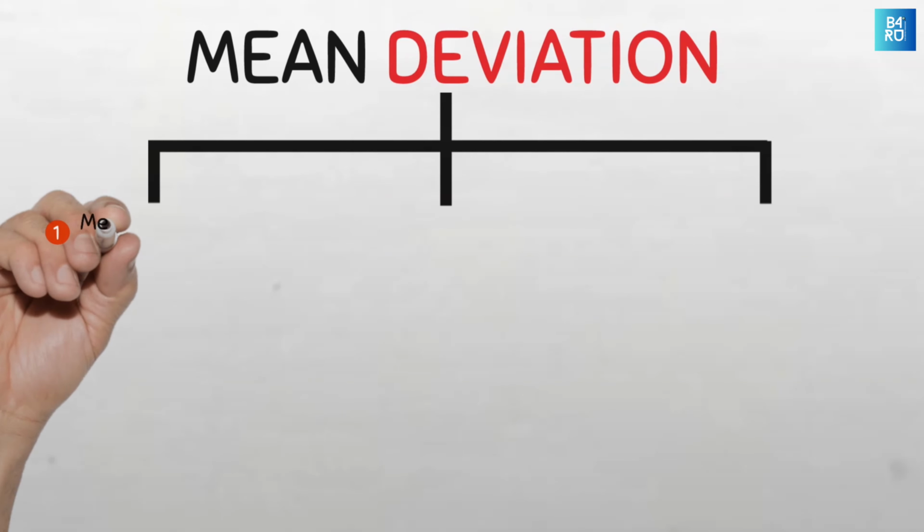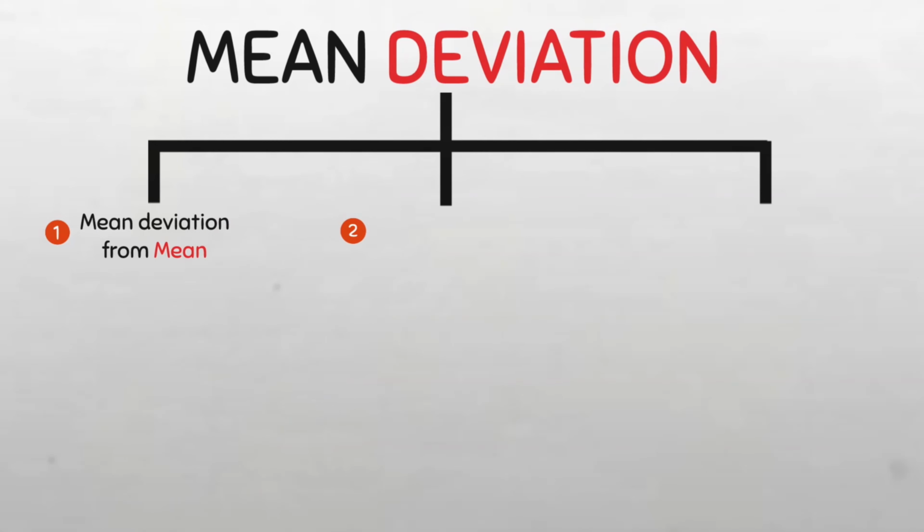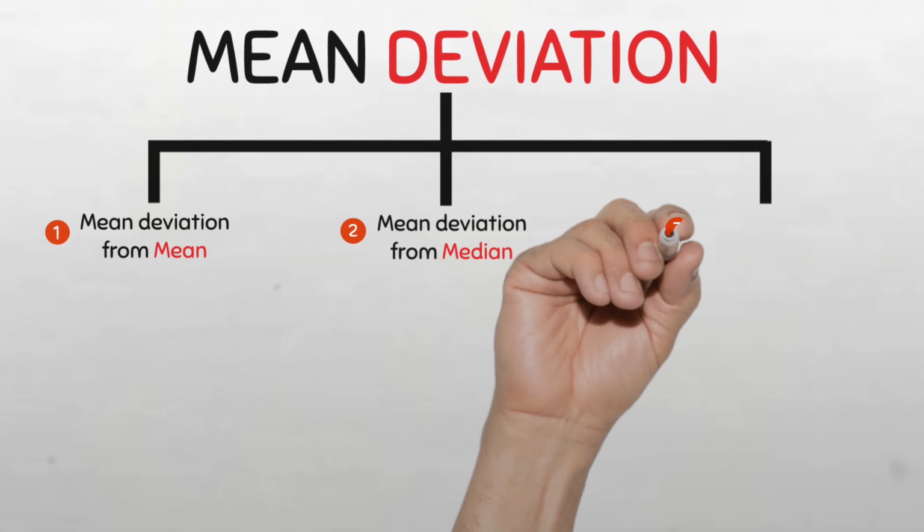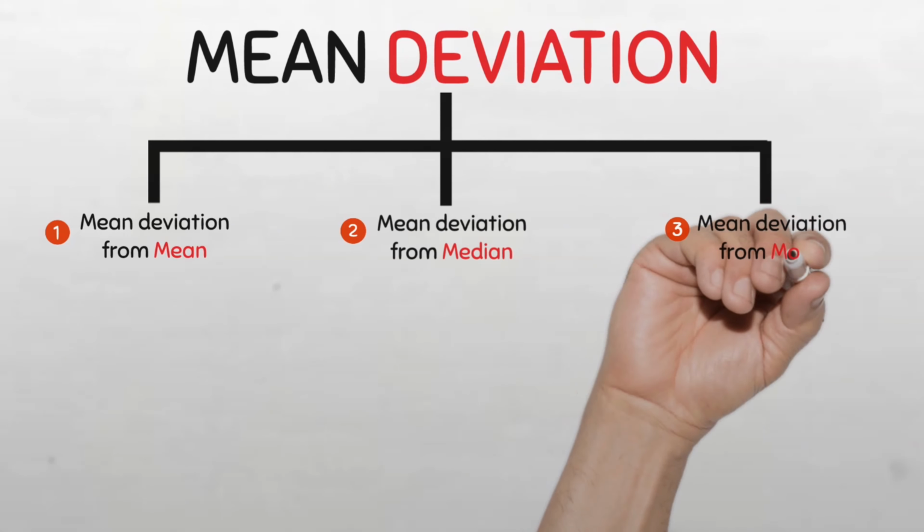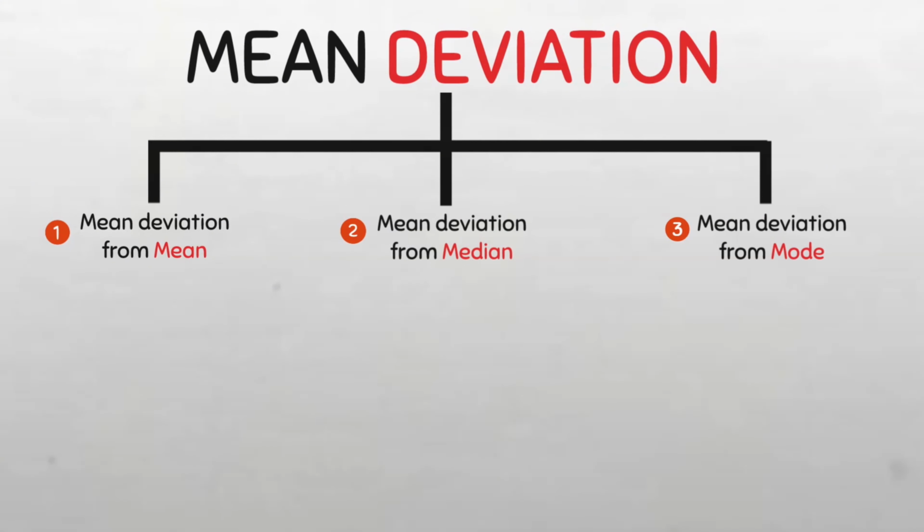So we could simply classify mean deviation into three. The first is mean deviation from the mean. The second is mean deviation from the median. And the third is mean deviation from the mode. For mean deviation from the mean, this is the average of the absolute deviations of the data points from the mean of the data. This is the most common type of mean deviation.